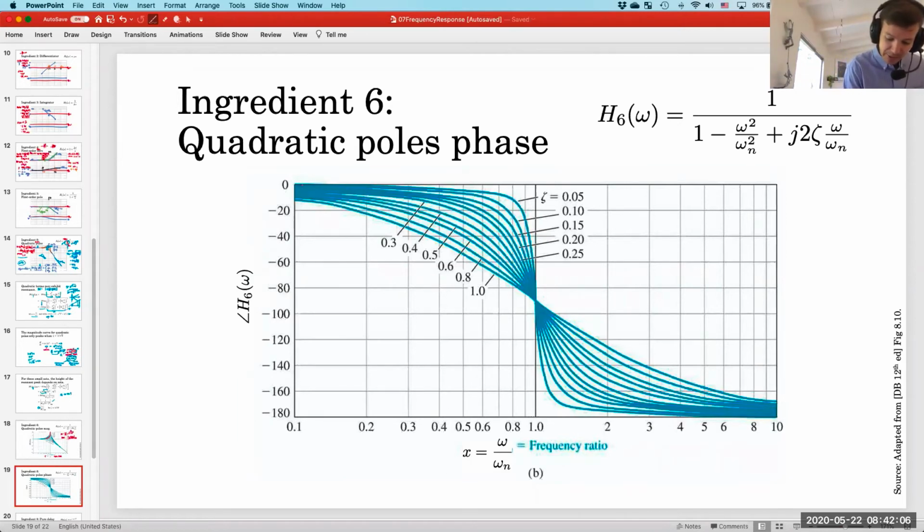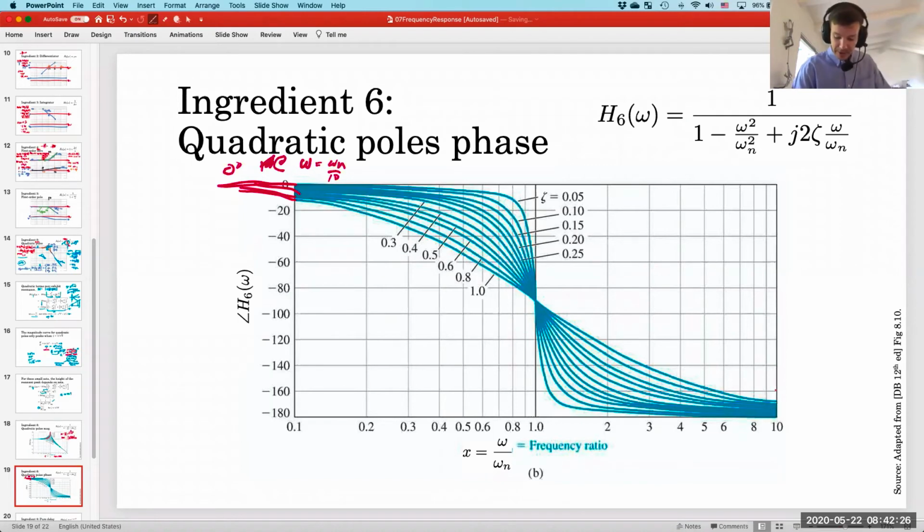One decade below, at omega equals omega n over 10, all of these curves are approaching 0 degrees. So one decade below, they're all going to 0. One decade above, they're all going to negative 180 degrees. This is another rule of thumb: every pole drops you by 90 degrees. A complex conjugate pair of poles is 2 poles, so there should be 180 degrees of phase drop.